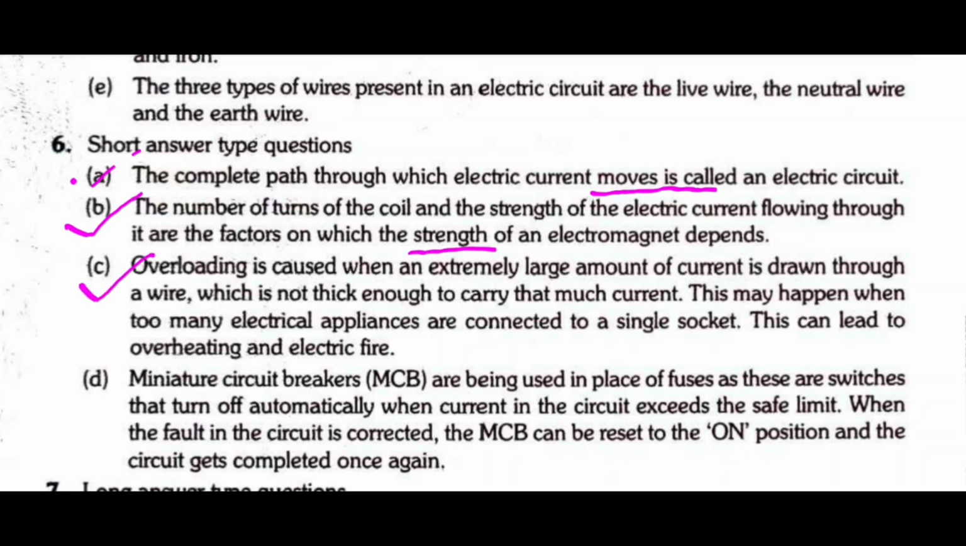What do you understand by overloading? Overloading is caused when an extremely large amount of current is drawn through a wire which is not thick enough to carry that much current. This may happen when too many electrical appliances are connected to a single socket. This can lead to overheating and electric fire.